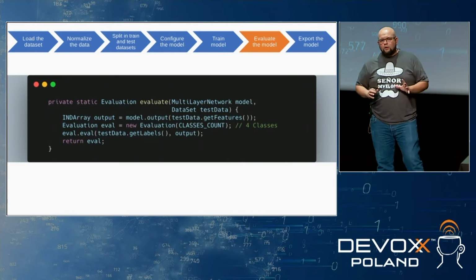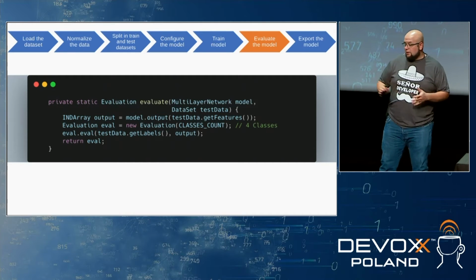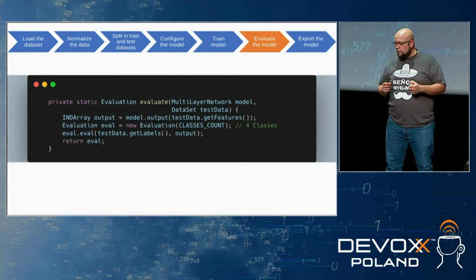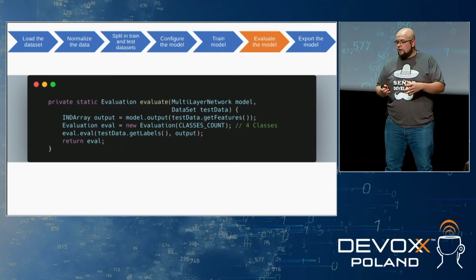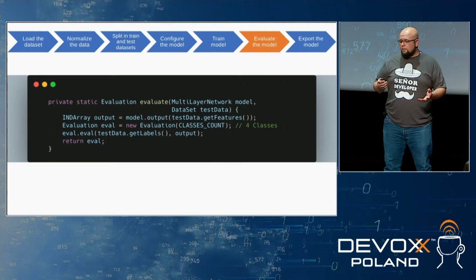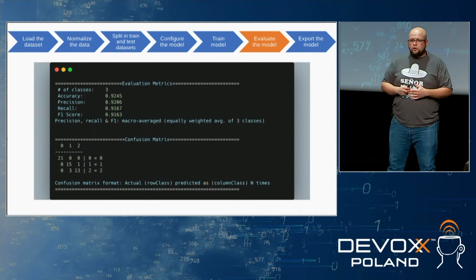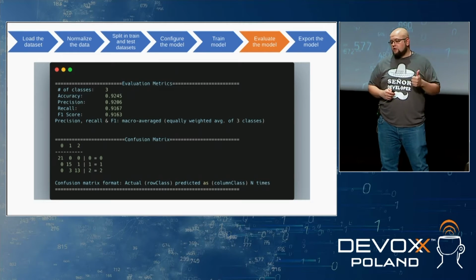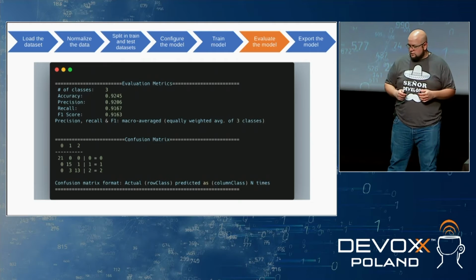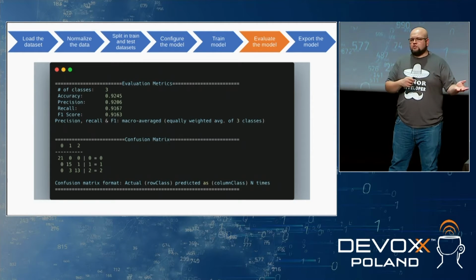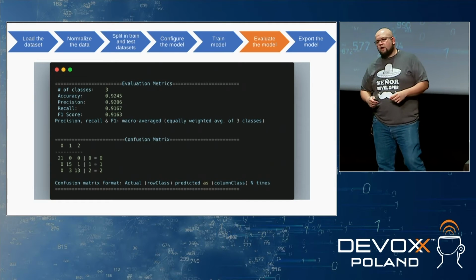So now, in order to evaluate the model, we will use this class Evaluation provided by Deeplearning4j, where we are going to provide the test data set, and then it is going to evaluate how well the model performs. This is the kind of output that we can get. It gives us accuracy, precision, recall, F1 score, and confusion matrix, for example. And of course, we can use this evaluation metrics during integration testing or during any kind of automated testing that you are doing.